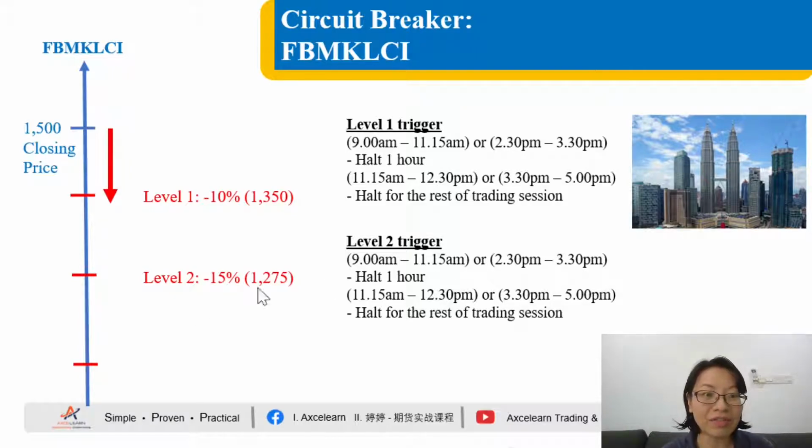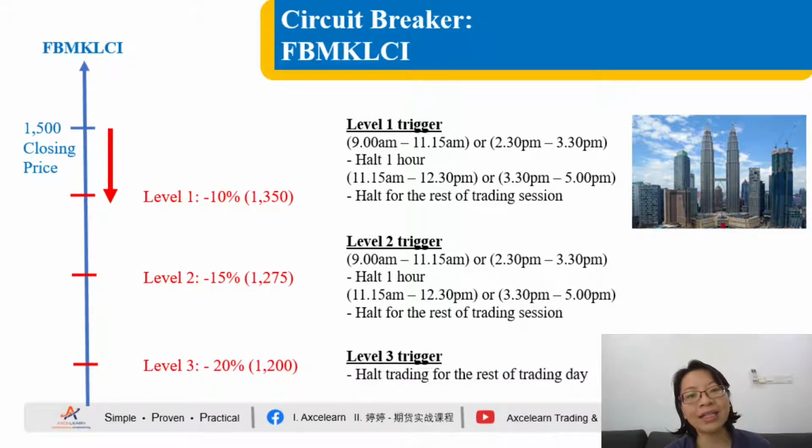We only triggered at the first level. We never even triggered to 15%. The US triggered before at 13%, the level 2. So very different. We start at 10, then 15%. Then the next final level would be 20%. If we triggered this, then it will halt for the rest of the trading day.